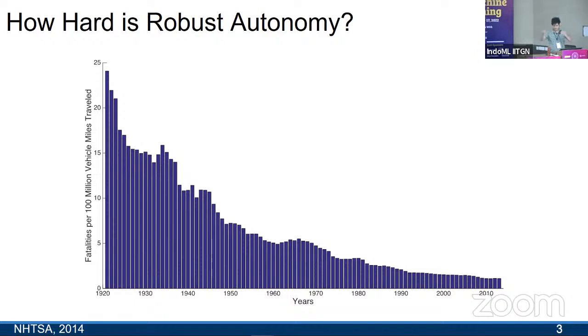Sure, let's do this. This will be easier. Great. So humans are amazing drivers. And in fact, this is driving across all of the United States. This is snowy weather, sunny weather, everywhere.